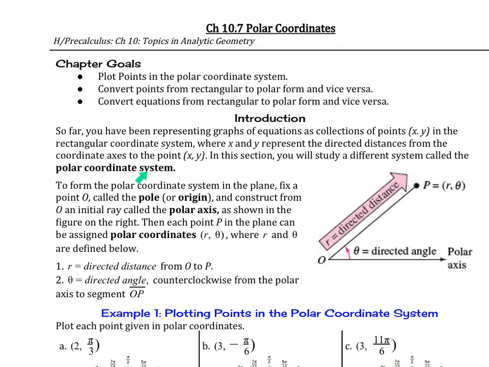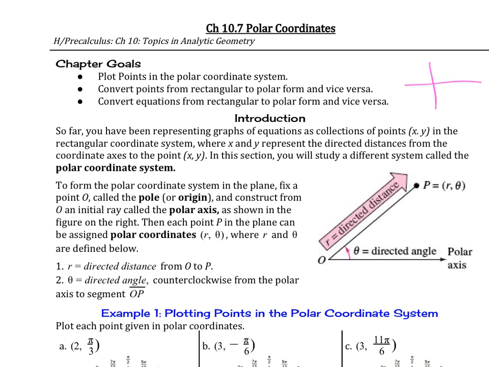As an introduction, we have been representing graphs of equations as collections of points x, y in the rectangular coordinate system, where x and y represent the directed distances from the coordinate axes to the point x, y. So for example, we have our coordinate plane here, and then we go right or left, the x value, and up or down, the y value. And so now we're going to look at a different system called the polar coordinate system.